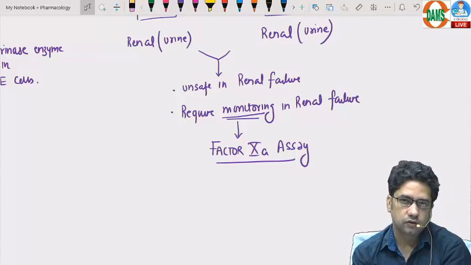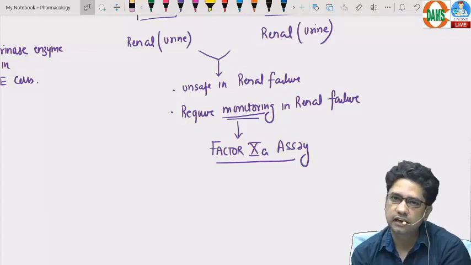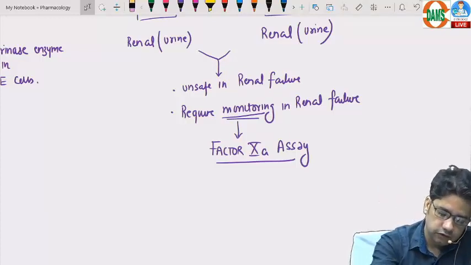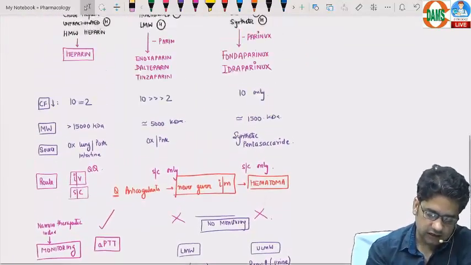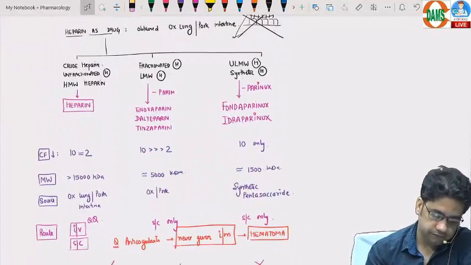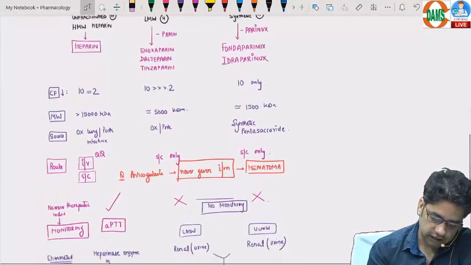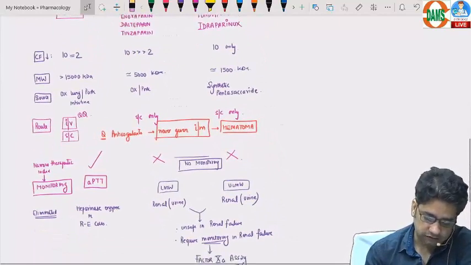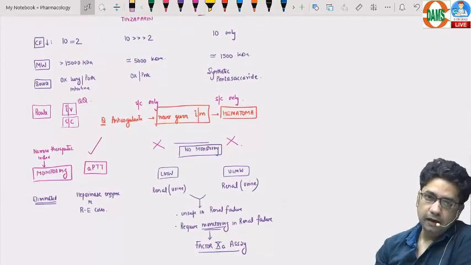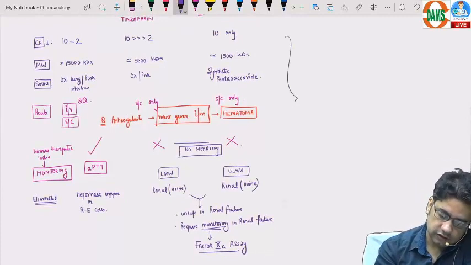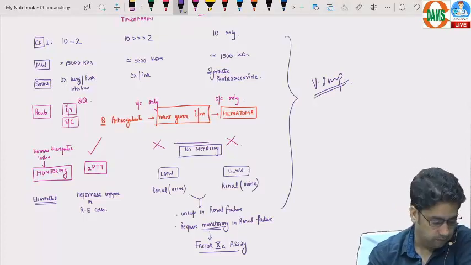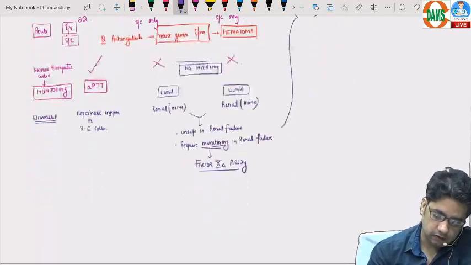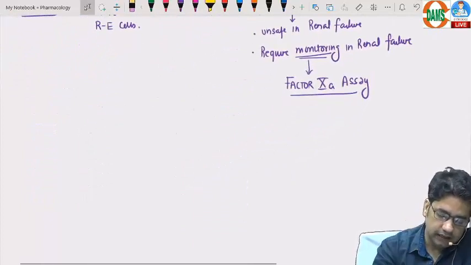Let's talk about now uses of heparin, side effects of heparin. So this chart which we have made, this chart is very important for you, and many questions come from this chart. So please remember, it is very important. Comparison of warfarin. Okay, let's talk about now uses of heparin. Now you will tell me the answer.